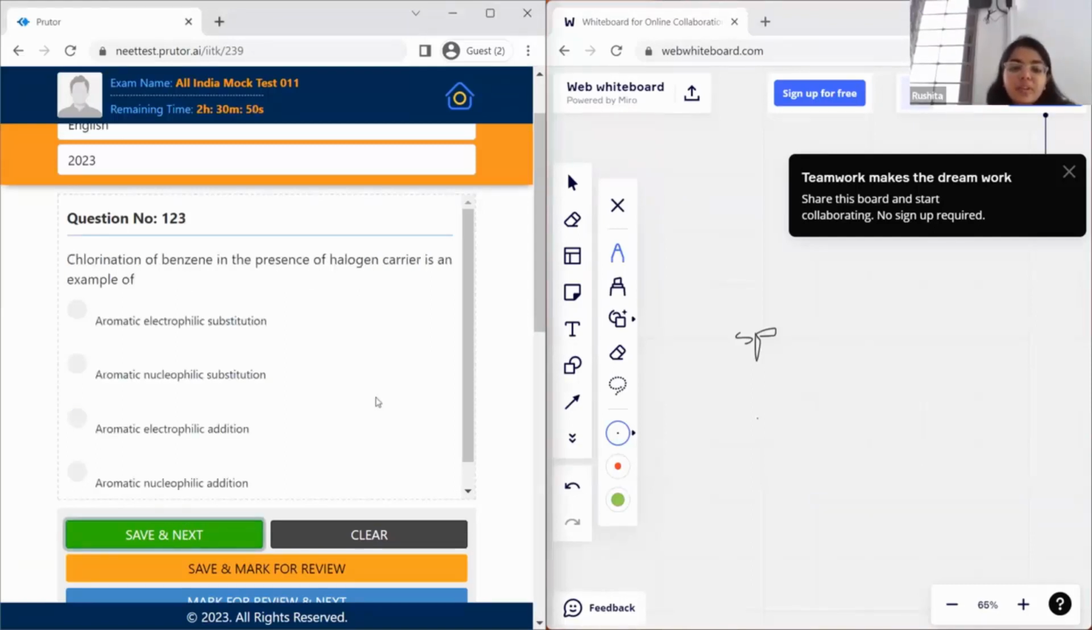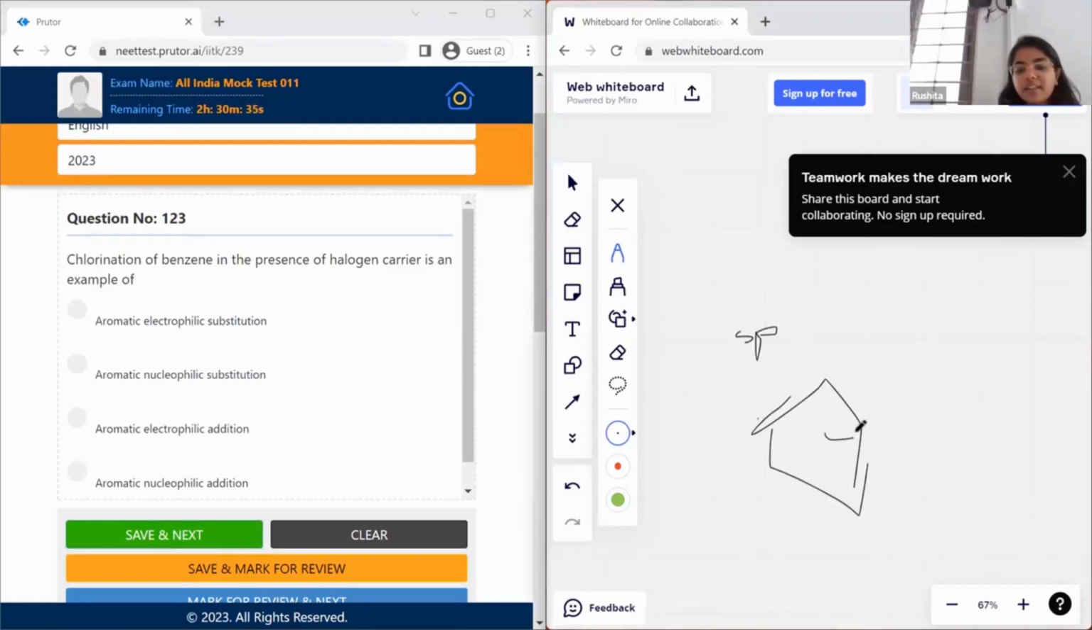Chlorination of benzene in the presence of a halogen carrier. So chlorination of benzene is basically adding chlorine to a benzene ring. And here it's mentioned it is in the presence of a halogen carrier, so HCl or anything can be used. So benzene plus HCl, and you need to add this Cl to the ring.